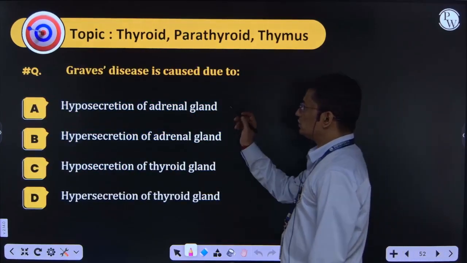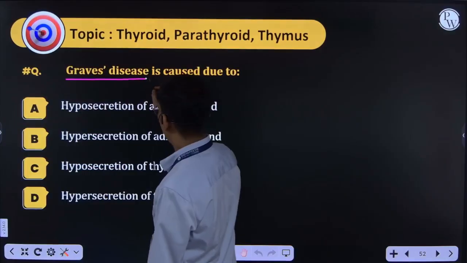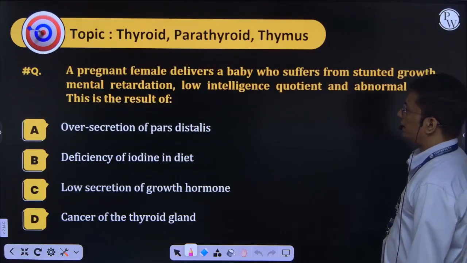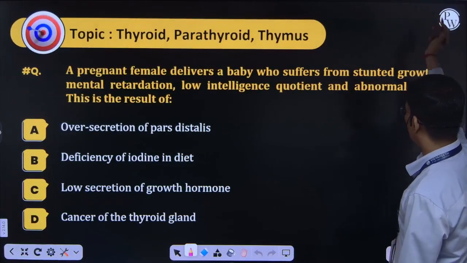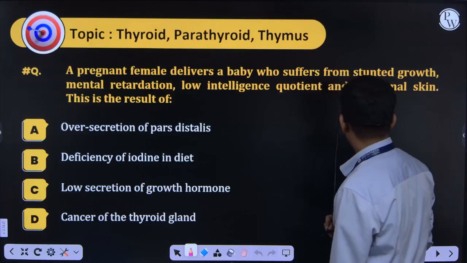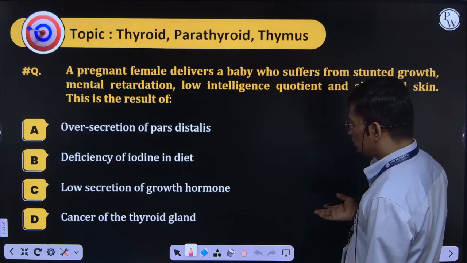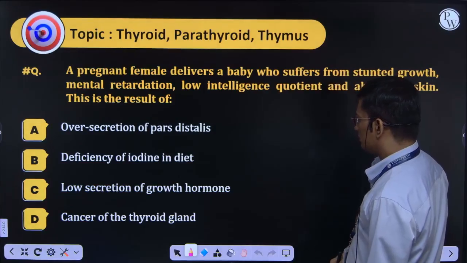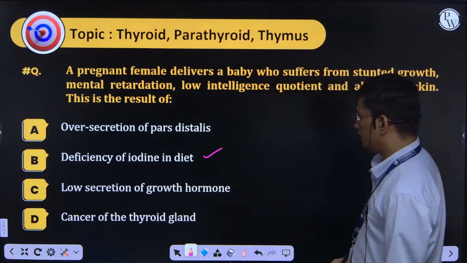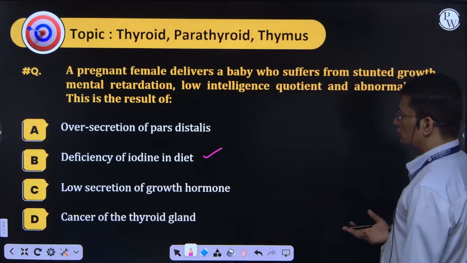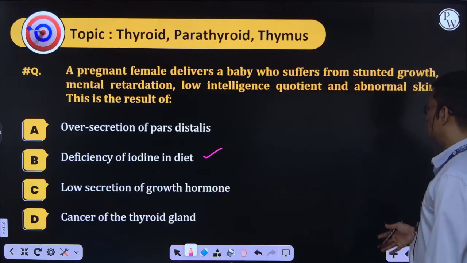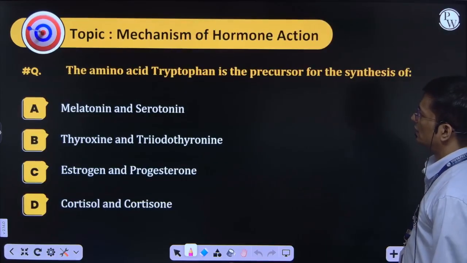Graves disease, also known as exophthalmic goitre, is due to hypersecretion of the thyroid. A pregnant female delivers a baby who suffers from stunted growth, mental retardation, low intelligence quotient, and abnormal skin. This is due to the deficiency of iodine. If iodine deficiency is there, the thyroid gland is not functioning properly, so these are the problems the newborn baby will experience.